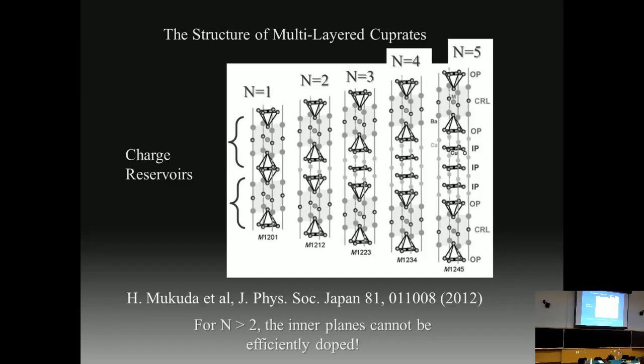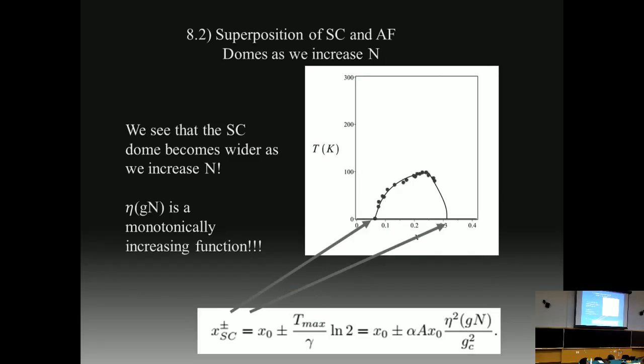So this explains why. For n equals 4 and 5, we have basically the same result as n equals 2, because only these two planes are being doped. The other ones are not being doped, and therefore they remain antiferromagnetic. This explains the coexistence.